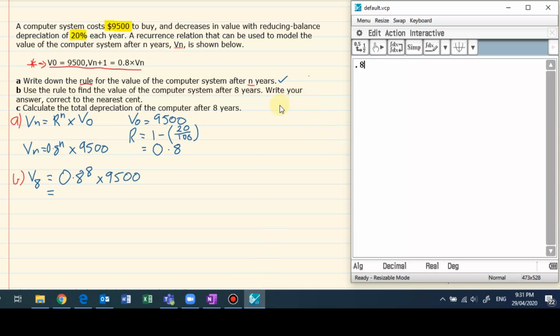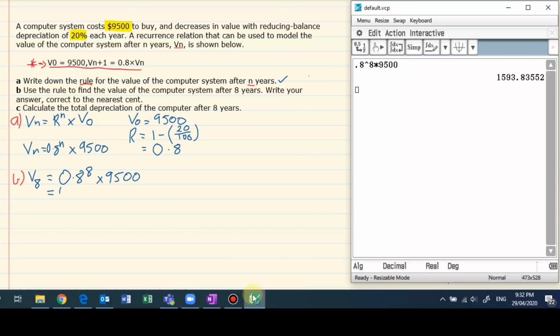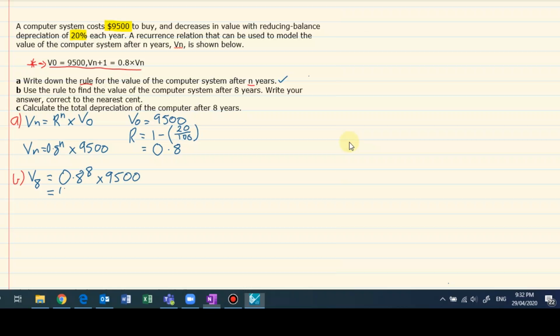0.8 to the power of 8 multiplied by 9500, and we get our value of $1,593.84, rounded to 2 decimal places. Okay, so tick for that.